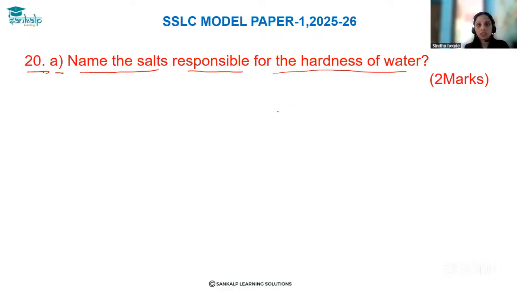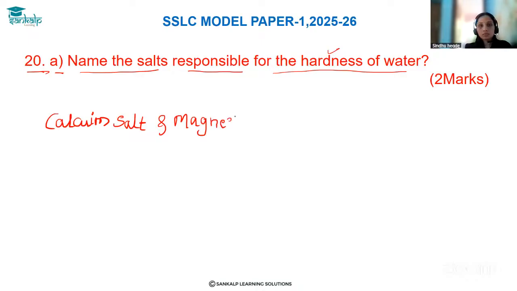We know that water has the property of hardness and softness, right? Which salt is responsible for the hardness? Mainly the calcium salts and magnesium salts are responsible for the hardness of water. Generally, we can say like this, primarily calcium and magnesium salts.